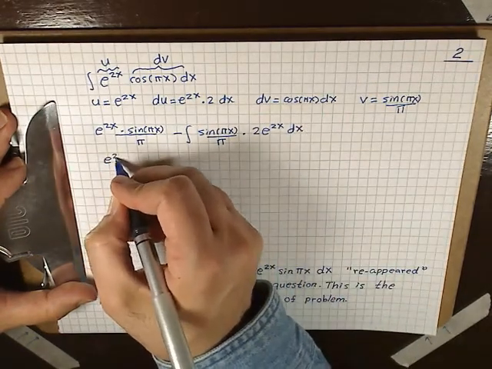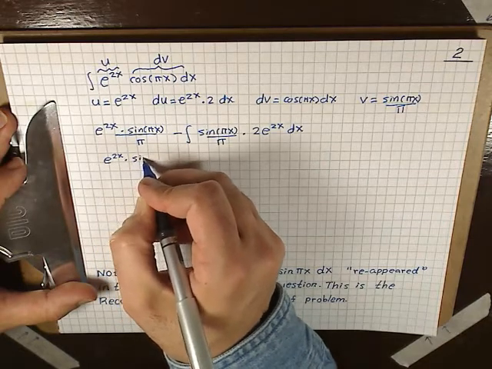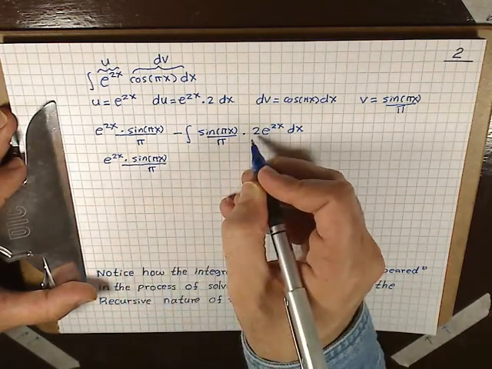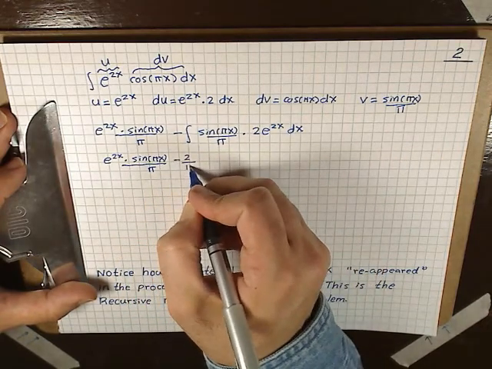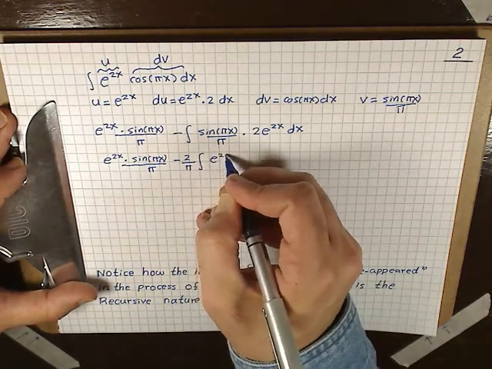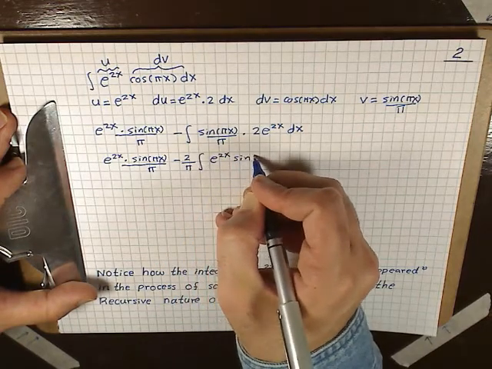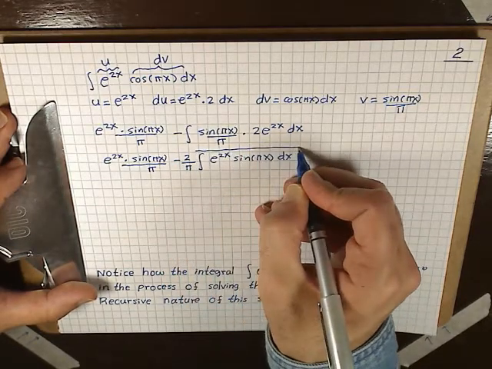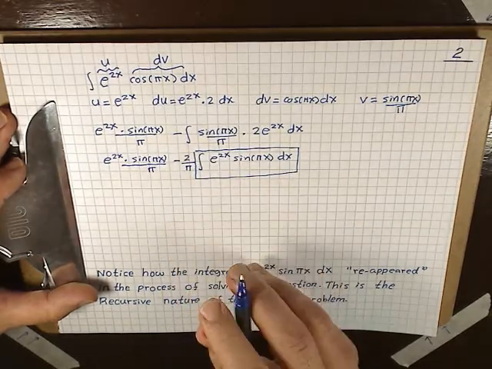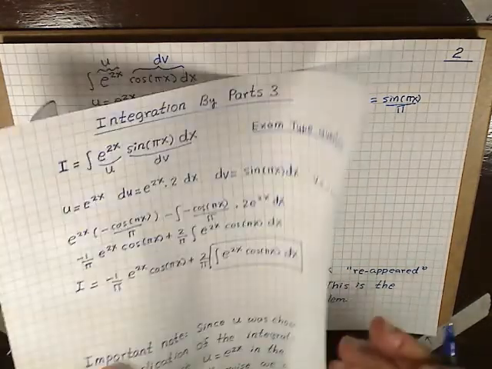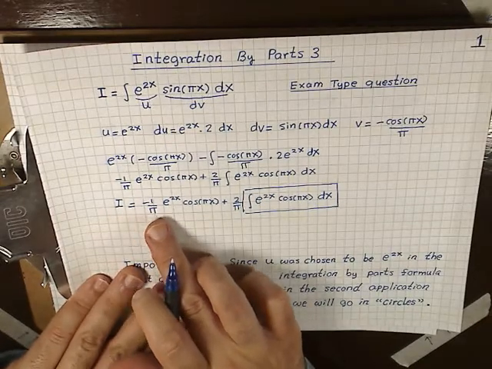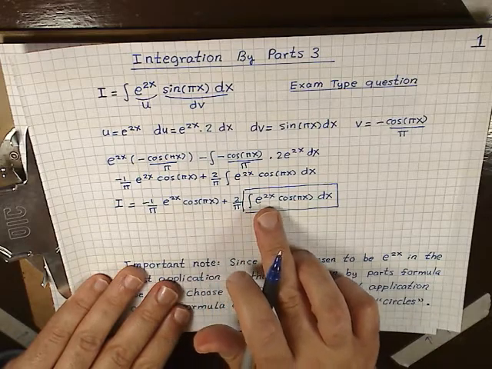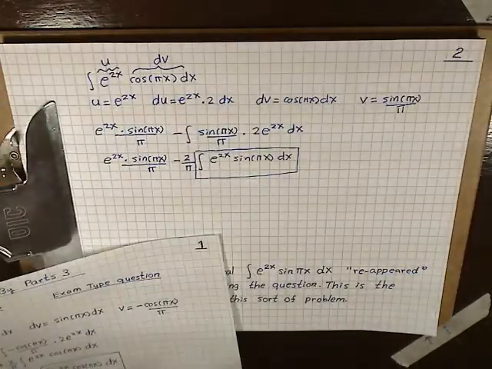So we get e to the 2x times sine of pi x over pi. Let's pull out the negative 2 over pi times the integral of e to the 2x sine of pi x dx. Now notice this is exactly what we were looking for. So let's rewrite what we started with. On the first page we had I is equal to negative 1 over pi e to the 2x cos pi x plus 2 over pi times the integral of e to the 2x cos pi x dx, which is solved here.